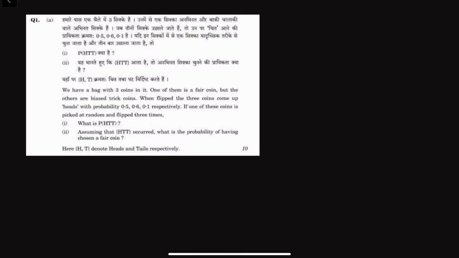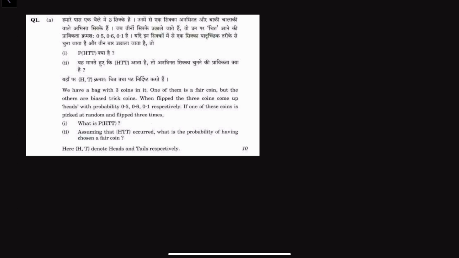In this video, I'll be solving the first part of the first problem of UPSC Civil Services Mains 2018 Statistics Paper 1. So we have a bag with 3 coins in it. One of them is a fair coin, but the others are biased trick coins. So when flipped, the 3 coins come up with heads with probability 0.5, 0.6 and 0.1 respectively.